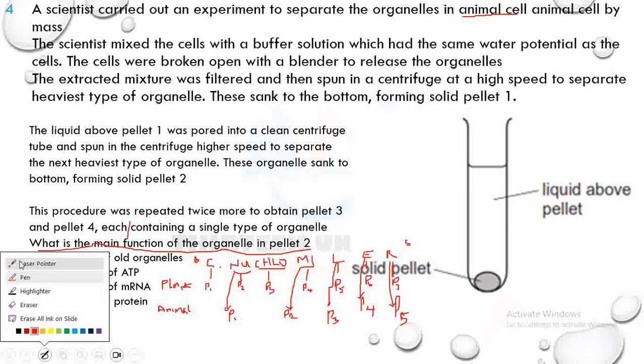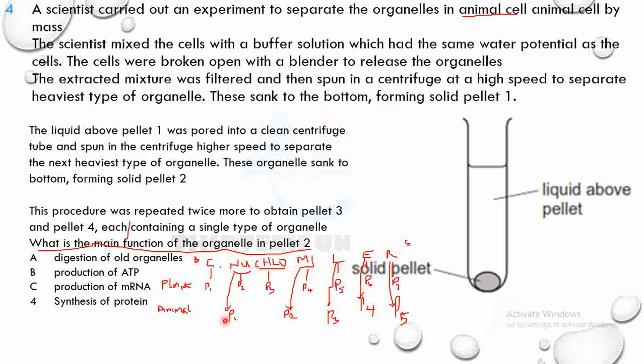Get the question sorted. Pellet 2 is mitochondrion because it's an animal. So what's the function of mitochondrion? Is it digestion of old organelles? No, that is for lysosome, which is pellet 3. Production of ATP, yes, that's the function. If you say production of mRNA, that's for nucleus, P1. If you say synthesis of protein, that is for rough endoplasmic reticulum, P4. So we're dealing with P2, which is mitochondrion, and the answer is production of ATP. So the answer should be B.